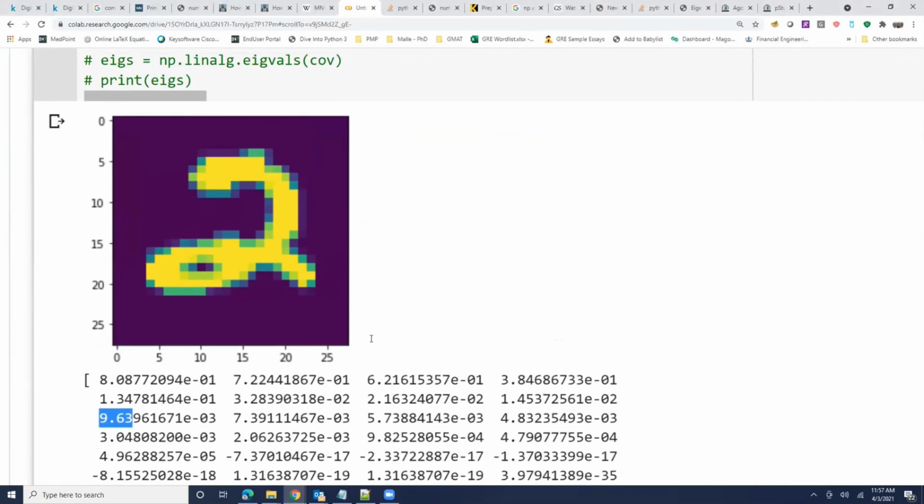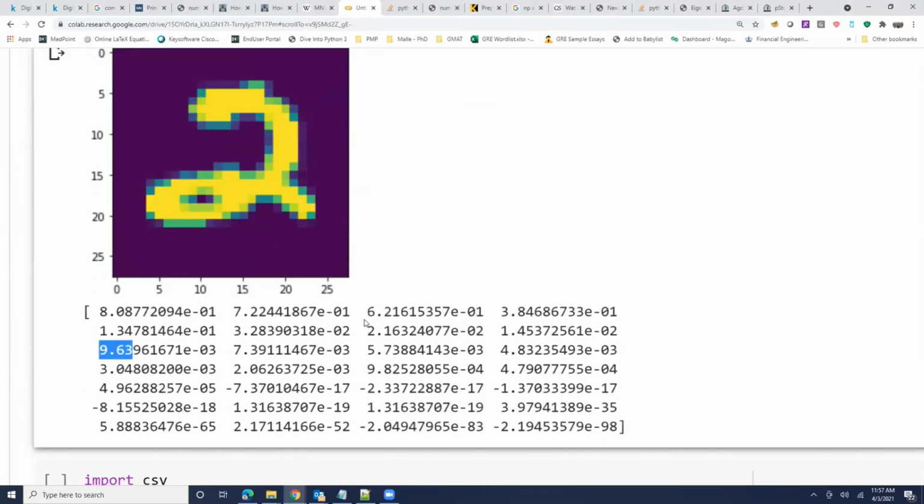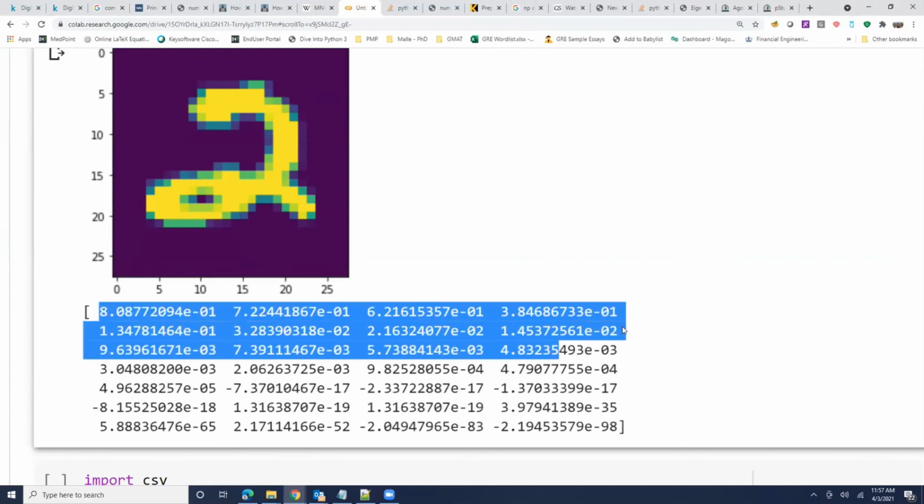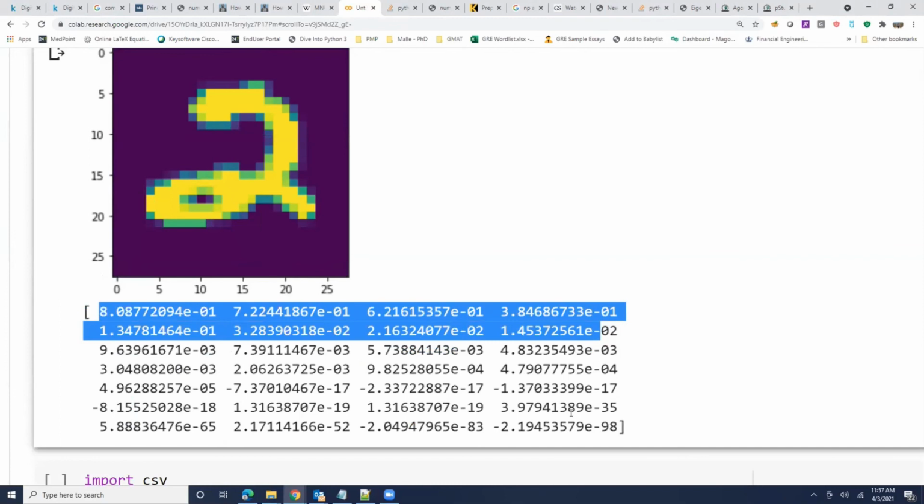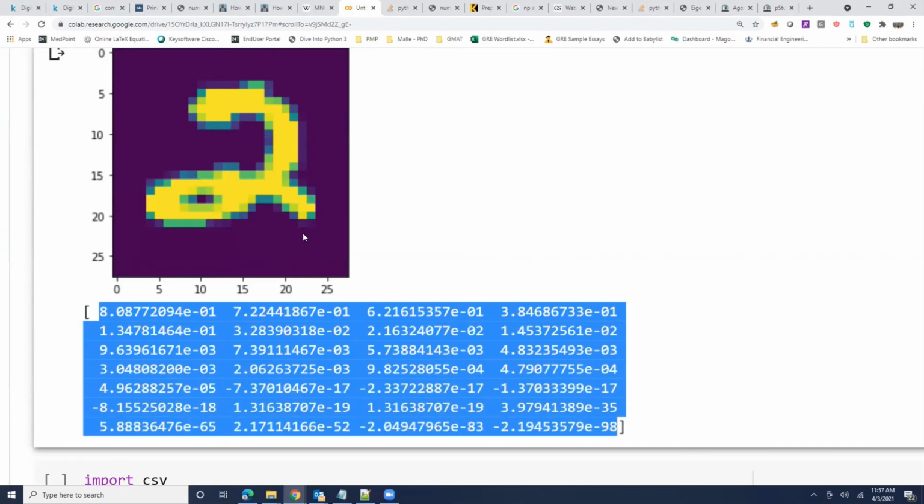I'll send you guys this, it has more homework for this class. Where are those first 8 points? You mean where are these first 8 points? These are the eigenvalues for this particular image. On the graph, they are not really, these are eigenvalues, right? Not eigenvectors. So if I want to draw them, I have to find out the corresponding eigenvectors.